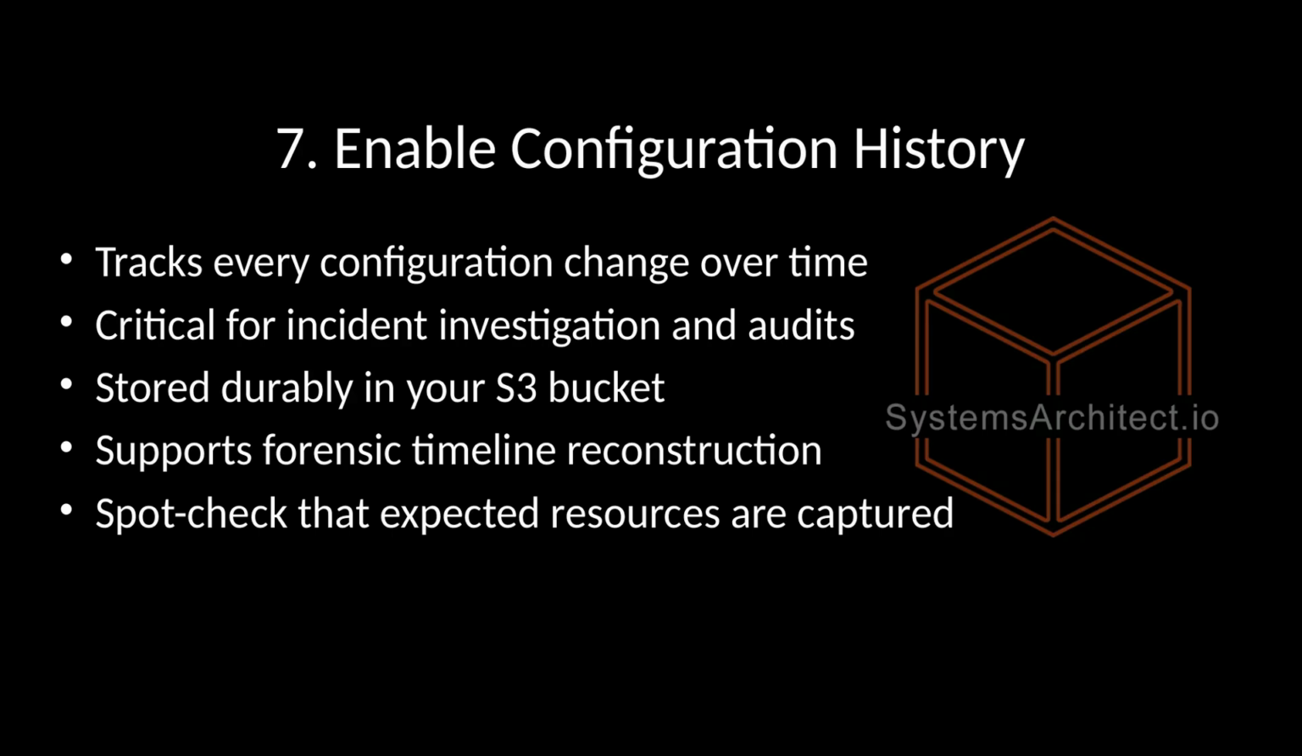7. Enable configuration history. Beyond point-in-time compliance checks, AWS Config keeps a full history of how each resource's configuration has changed over time. This is invaluable during an incident investigation, since it lets you pinpoint exactly when a security group rule changed or an IAM policy was modified. It's stored in your designated S3 bucket as configuration items, giving you durable, queryable records outside the live console. A good habit is to periodically spot check that history is capturing the resource types you expect.